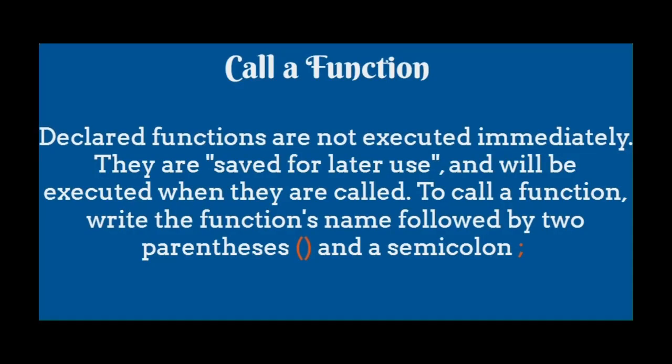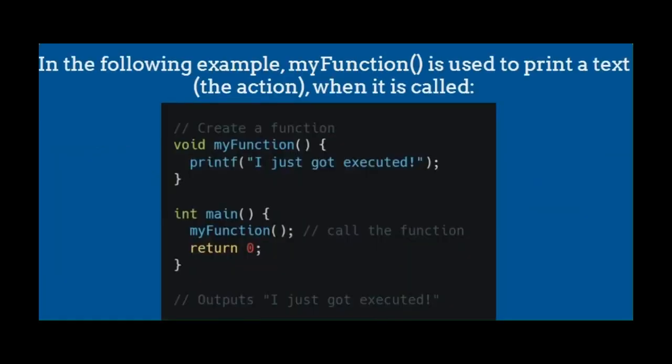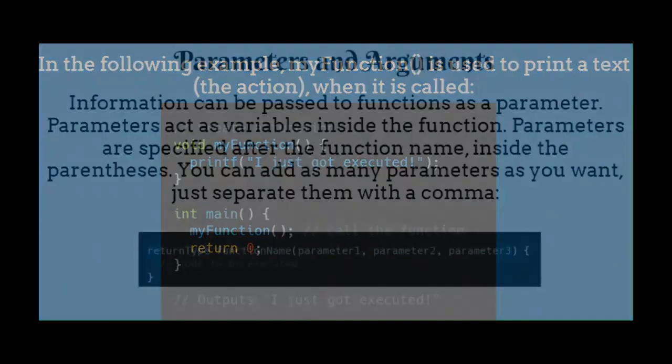Call a function. Declared functions are not executed immediately. They are saved for later use, and will be executed when they are called. To call a function, write the function's name followed by two parentheses and a semicolon. In the following example, myFunction is used to print a text, the action, when it is called.